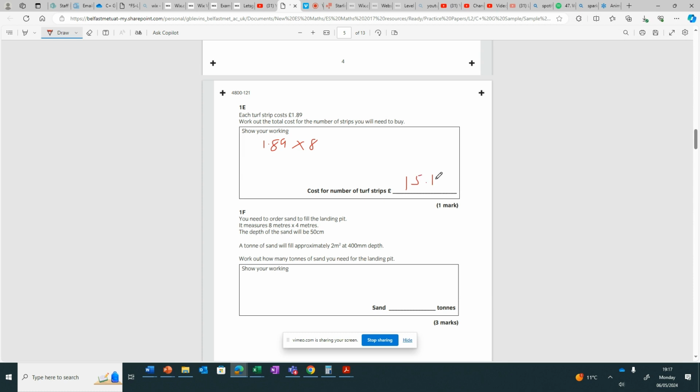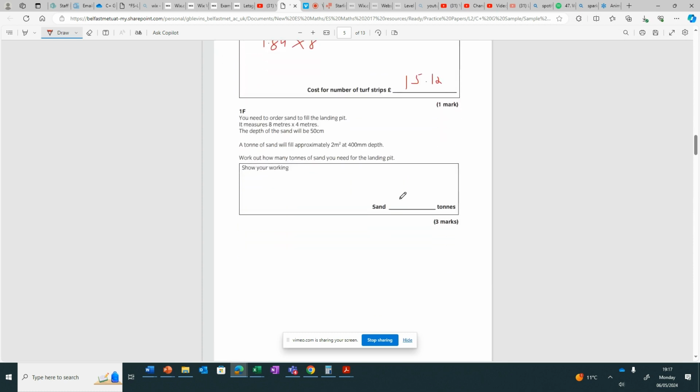Next, we're asked to fill a sand pit. There's a sand pit there. It's got a depth of 50 centimeters. If I see the word depth, I'm thinking of volume straight away.